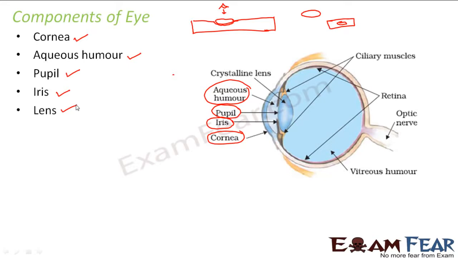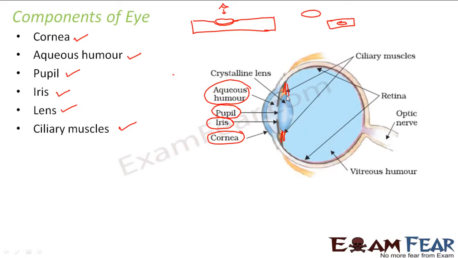So here we have a lens. Then we have something called ciliary muscles. So this is the lens, and these are the ciliary muscles. So what do these ciliary muscles do? These ciliary muscles basically help to change the focal length of the lens. Now this lens, the eye lens, is a little different. It has got some flexibility.